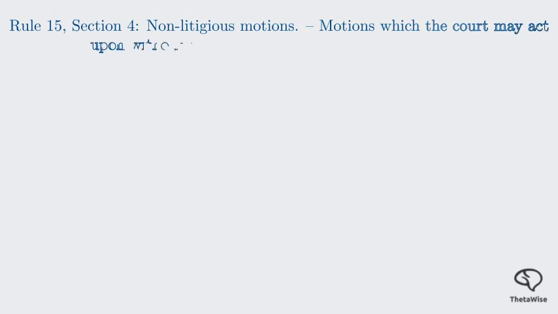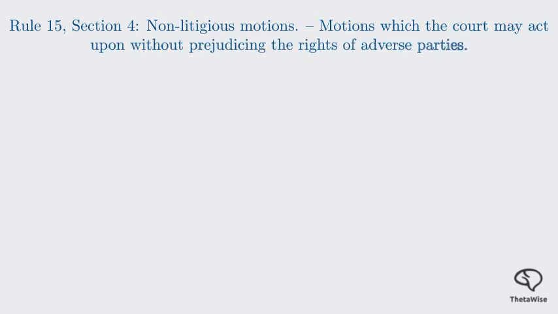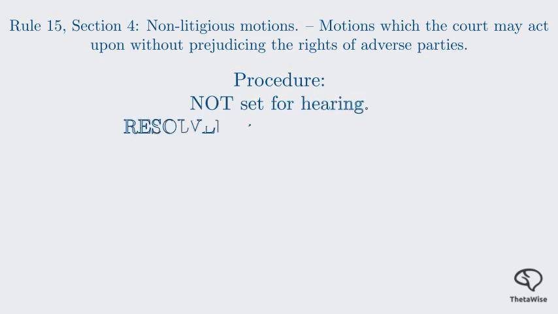Now, let's dive into the most significant structural change in the 2019 rules: the formal segregation of motions into non-litigious and litigious categories. This distinction isn't just academic, it dictates the entire process. Section 4 defines non-litigious motions as those the court may act upon without prejudicing the rights of the adverse parties. The critical procedural consequence is that these motions shall not be set for hearing and shall be resolved within 5 calendar days. You can lift this. Shall not be set for hearing and shall be resolved within 5 calendar days from receipt. This is a non-negotiable timeline for the court.